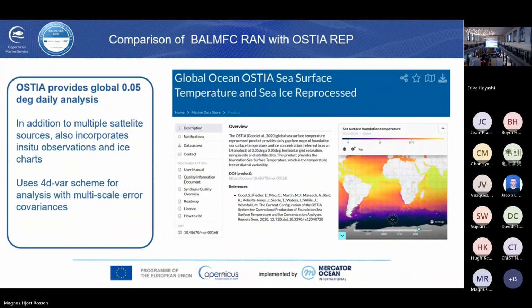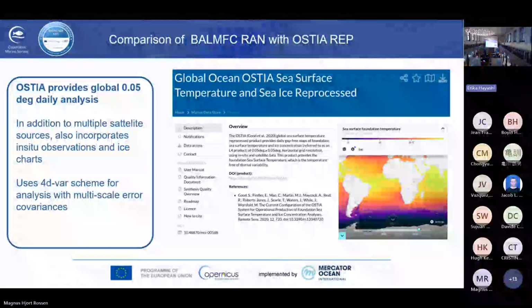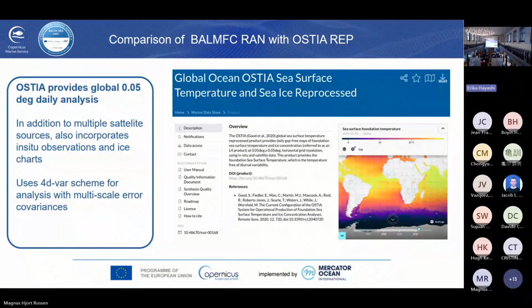So what can we compare our SSTs against? We have other centers producing level 4 SSTs. For example, the Ostia analysis, which is also level 4 at comparable resolution, 0.05. And in addition to assimilating the satellite sources from multiple satellites, it also assimilates the in situ data and ice charts. And it also has an advanced data assimilation scheme.